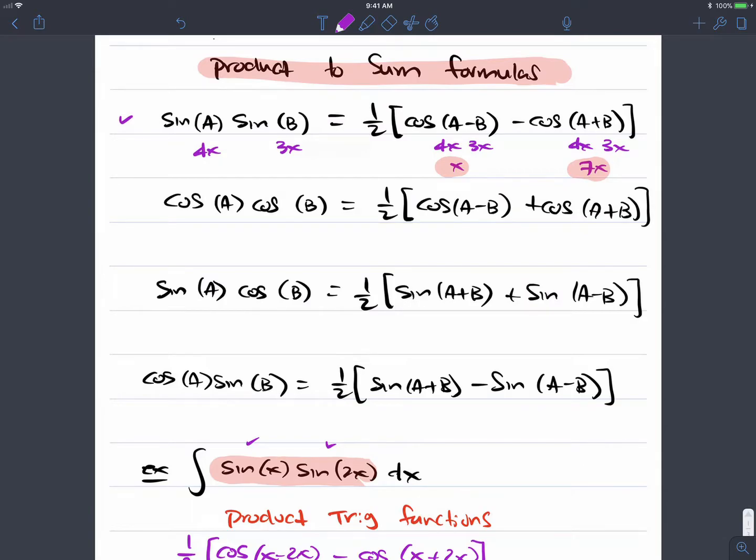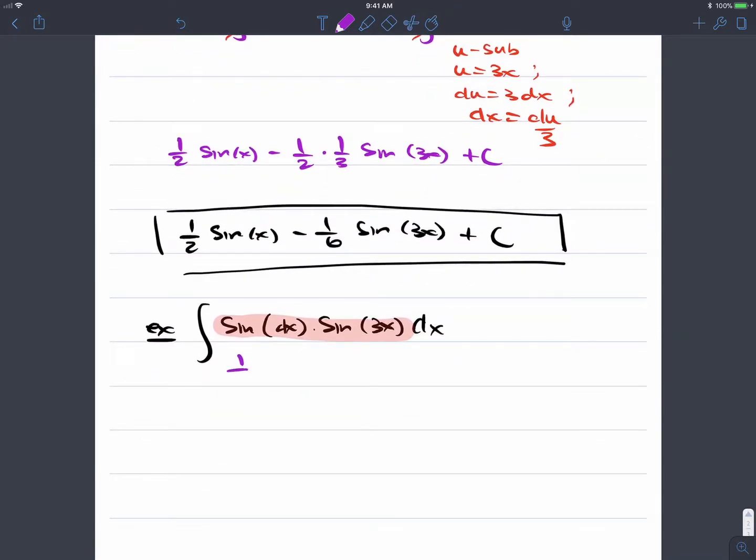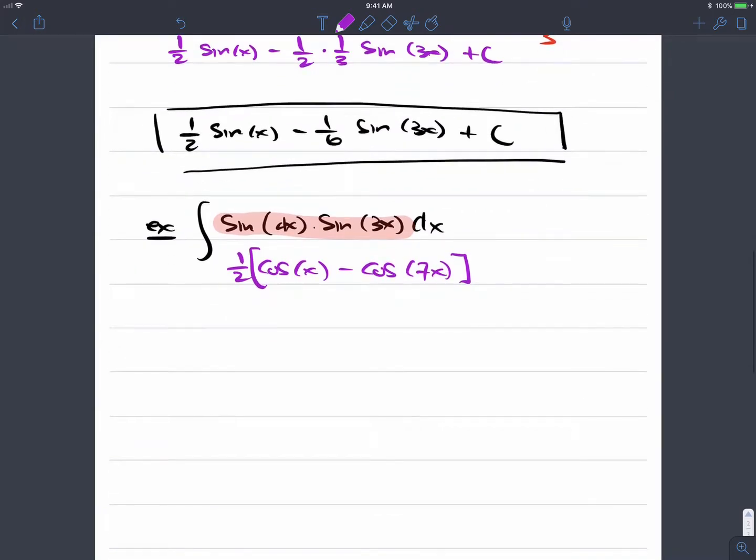Okay, 1/2 cosine x minus cosine 7x. So I can actually distribute now if I want and say, okay, I have integral of, this will be 1/2 cosine x minus 1/2 cosine of 7x. Right? And we're integrating.